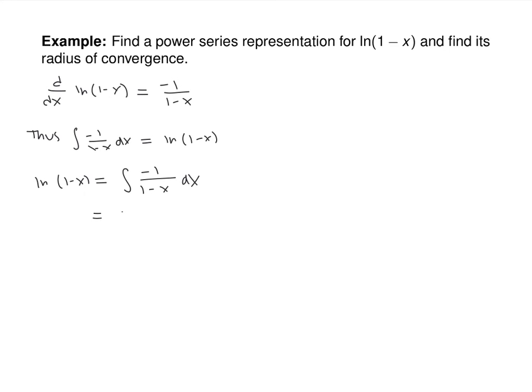So that's the same thing as the integral of the sum from n = 0 to infinity of -1 times x^n, or it's the sum from n = 0 to infinity. The -1 is a constant. When you anti-differentiate x^n, we get x^(n+1) over n + 1, and then plus some constant c. Now we need to figure out what that c is.